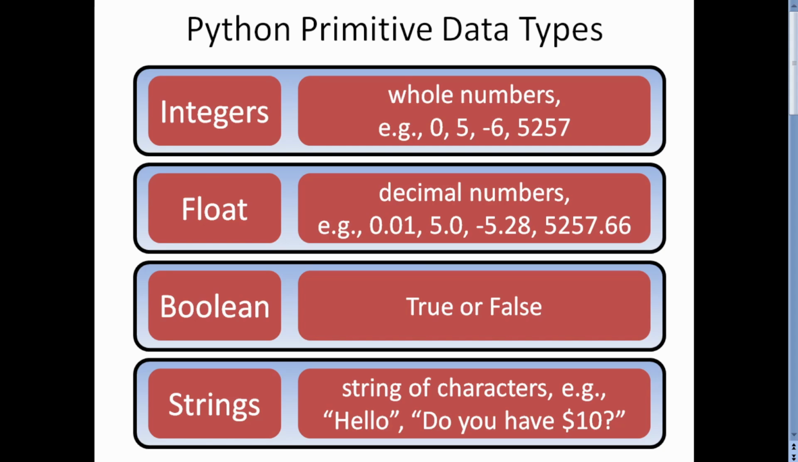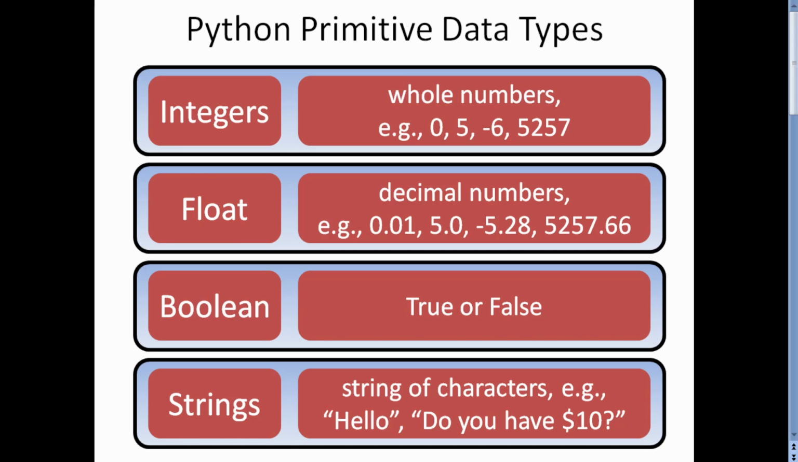The third data type is called Boolean. A Boolean data can only have 2 values, either true or false. Booleans are very commonly used. In today's video, we will use Booleans to indicate the relationship between 2 numbers. In future videos, we will see some of its other applications.